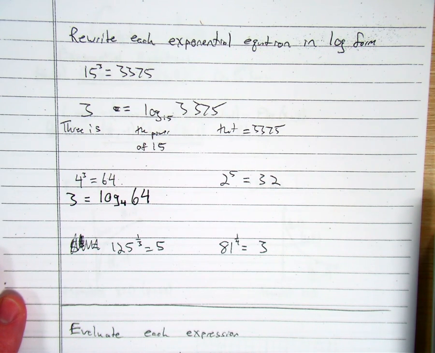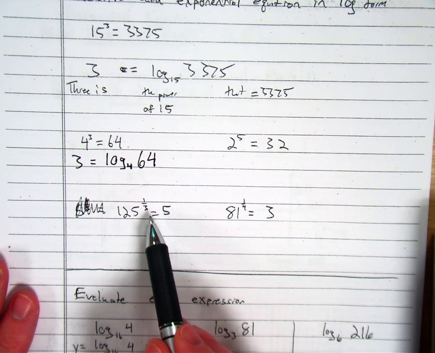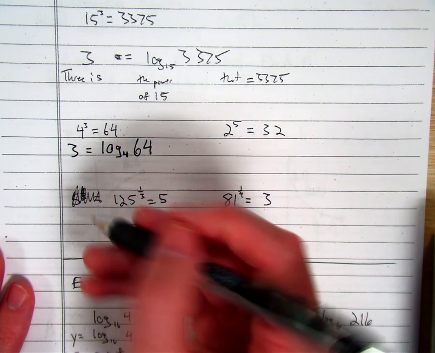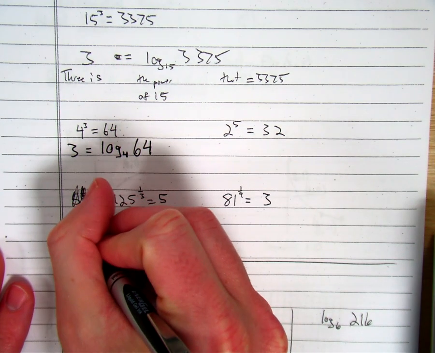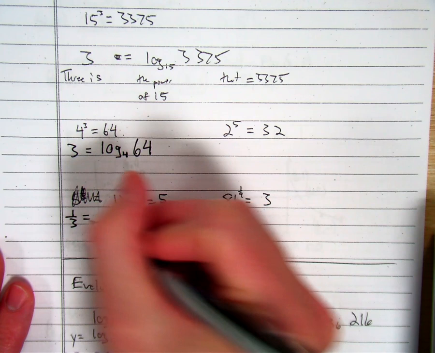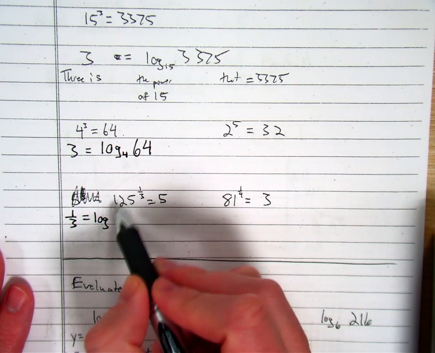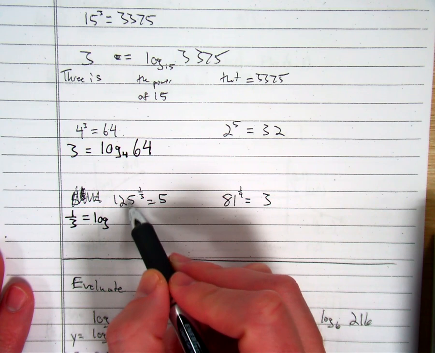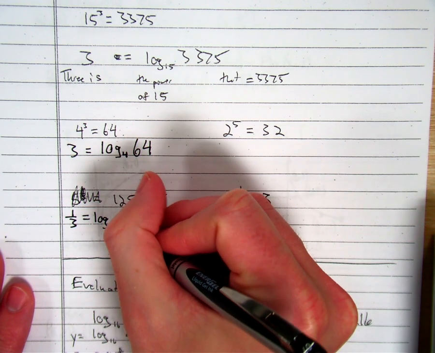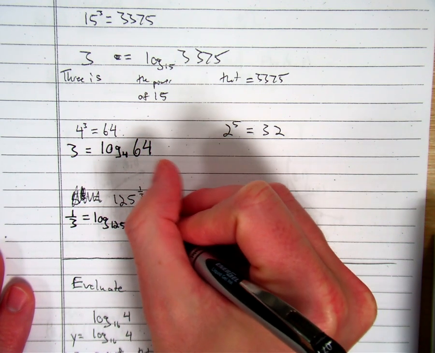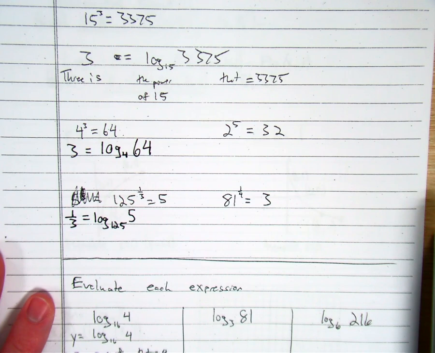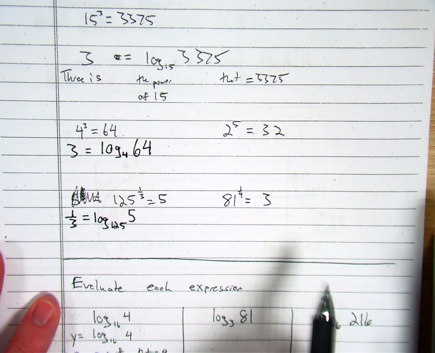Okay, should we do one more? Let's do one more. Let's do the fraction one. The exponent is the answer. 1/3 equals log base, same base. This is the base of the exponent, so this is going to be the base of the log. Log base 5 of 125. Okay, go ahead and push pause and give these a shot.